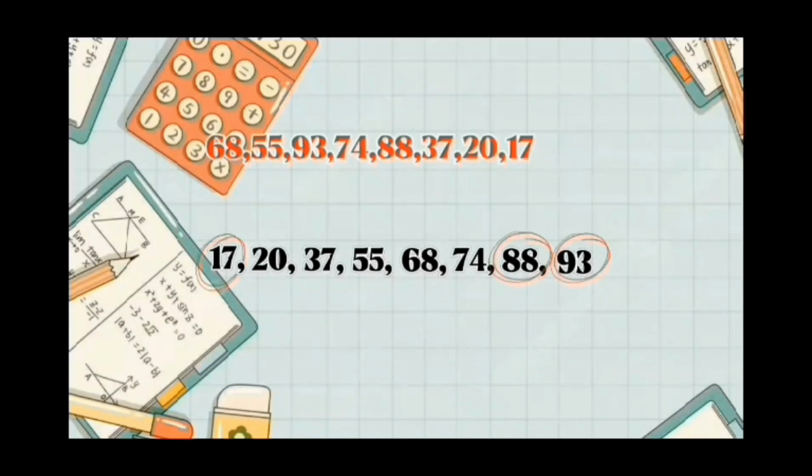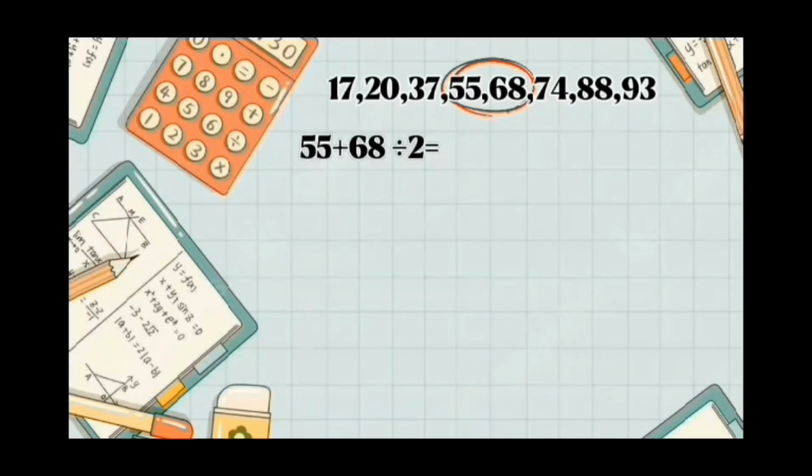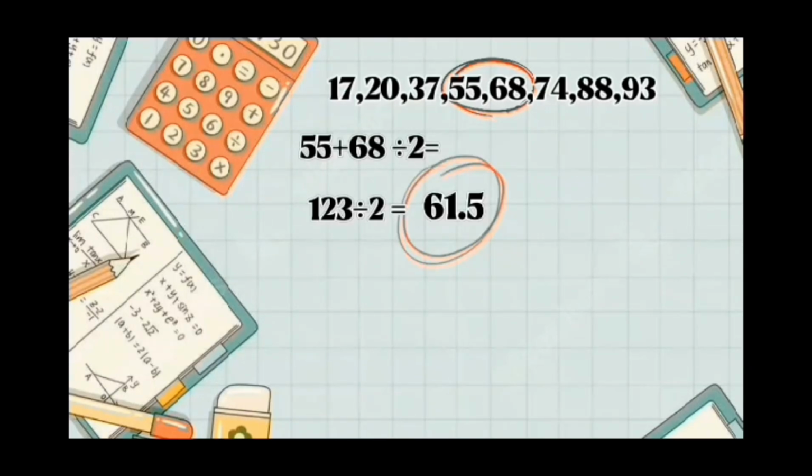1, 2, 3. Our two middle numbers are 55 and 68. Now let's add these and divide by 2. 55 plus 68 is equal to 123. 123 divided by 2 is equal to 61.5.